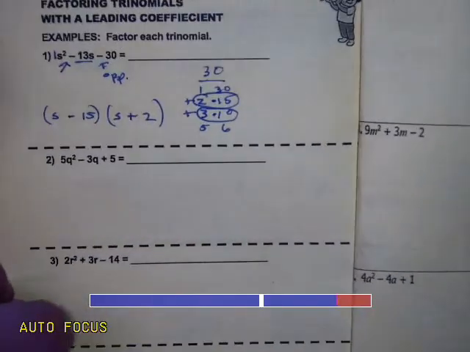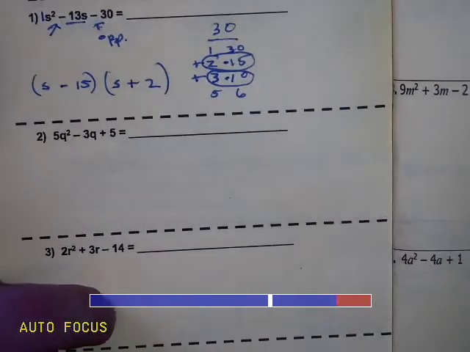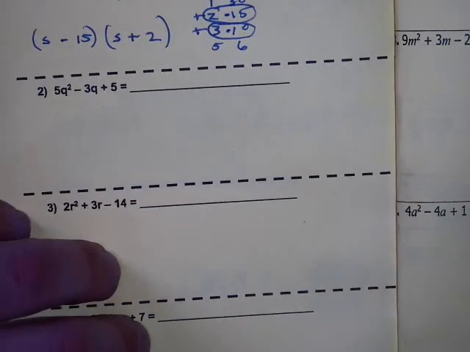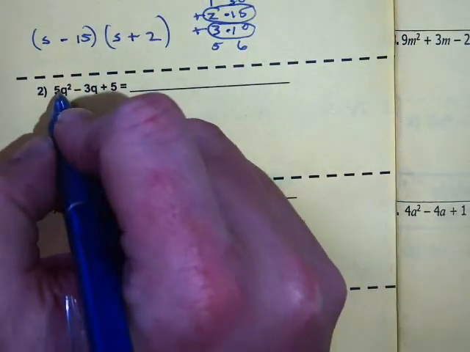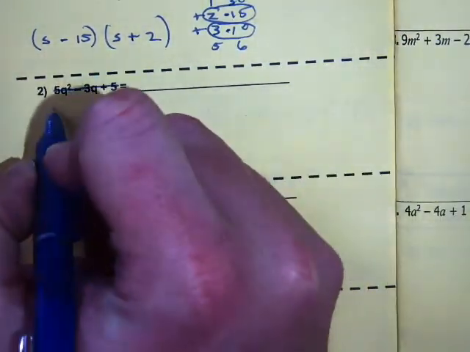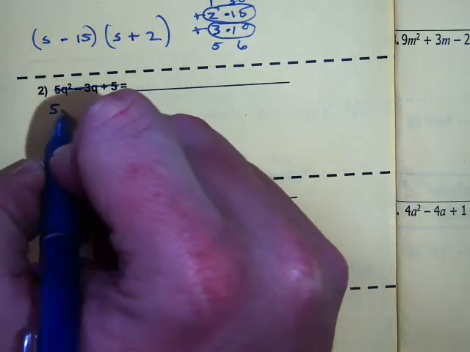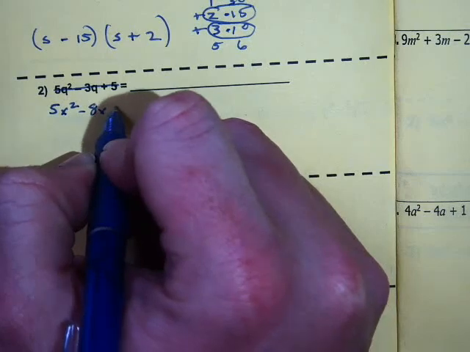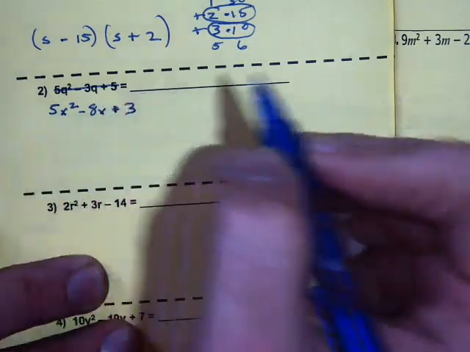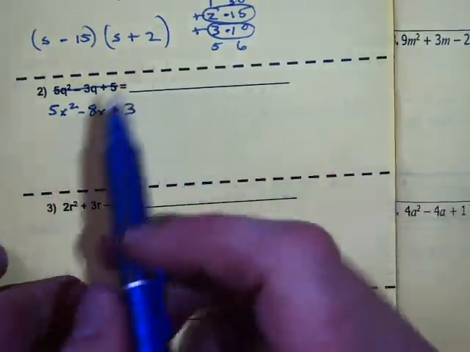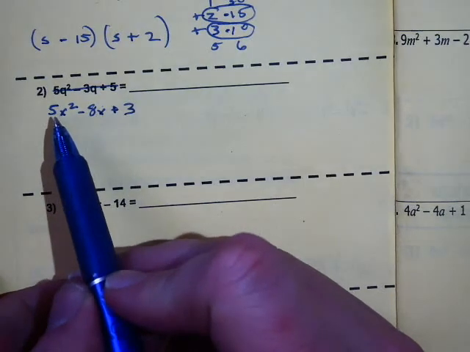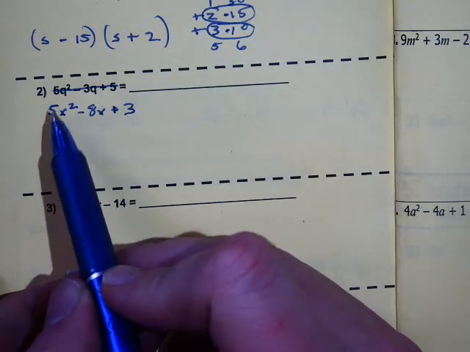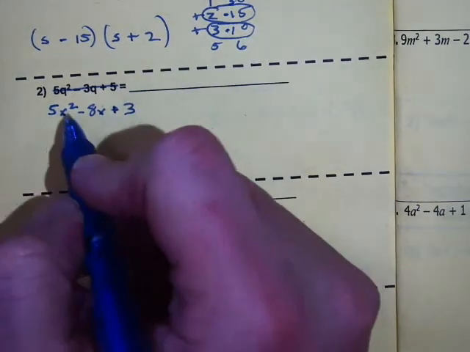Okay. Now on the one that we're going to look at now, you just talked about that, but now you're going to notice what's different. I think I changed this one. This one should be 5x squared minus 8x plus 3. Change that one. Now, this question here is different because unlike the one you just saw, it has a leading coefficient.